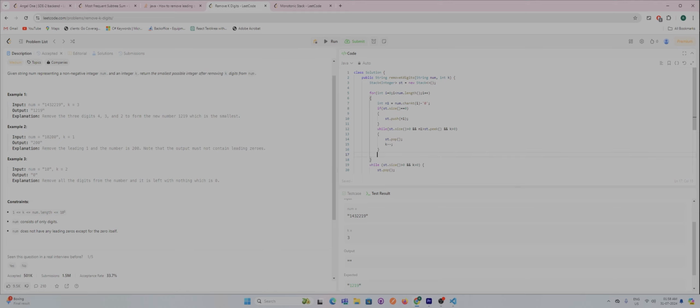But what is the other thing I can do? If n1 is less than st.peek, I should still st.push. So if st.size equals to 0, then continue. Okay, and this keeps going on. And once this is done, what is it going to do? st.push n1. See, I forgot this part. n1 greater than st.peek. Once it's done, now I'm pushing n1 and I'm going to do a k minus minus.